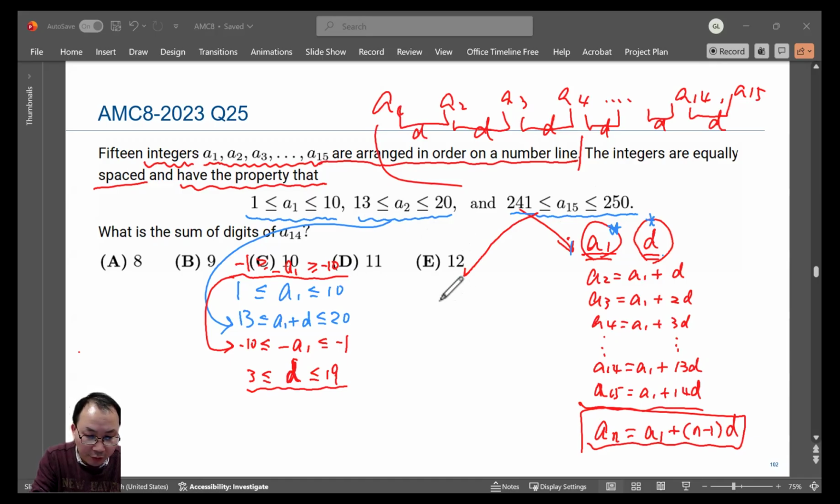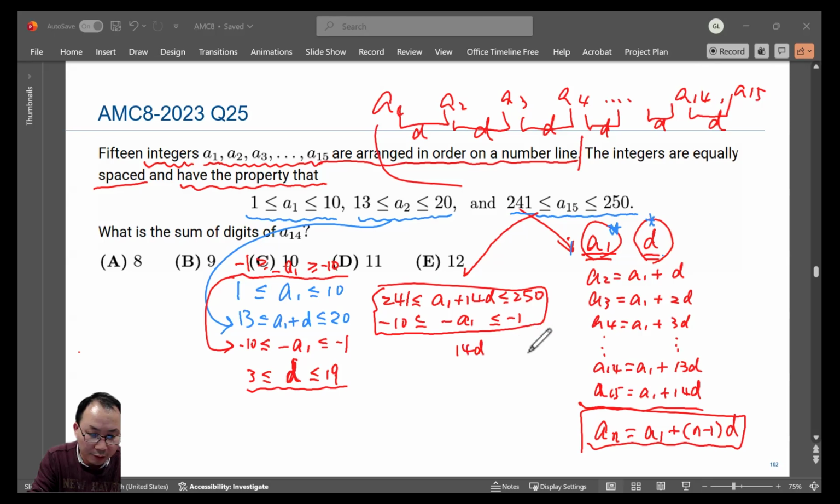So we write A15. A15 is A1 plus 14D, right? Less than 250. And also greater than or equal to 241. So we copy this one right here, negative A1, less than negative 1, greater than negative 10. So these two combine together. What we got? 14D less than 249 and greater than 231, right?